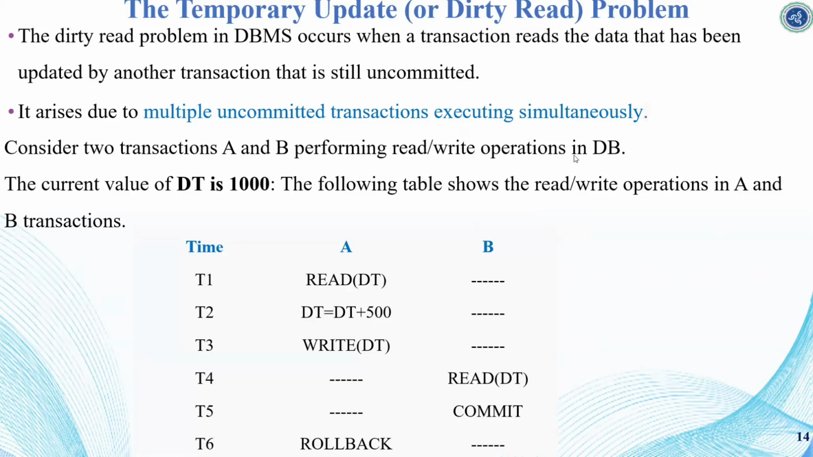So here we have a database. We can consider an example with transactions A and B, and we are performing the update. We are accessing the data DT, and the current value of DT is 1000. So this is the transactions at the time instant T1. The first transaction is A. Here it is reading DT. So what will be the value?